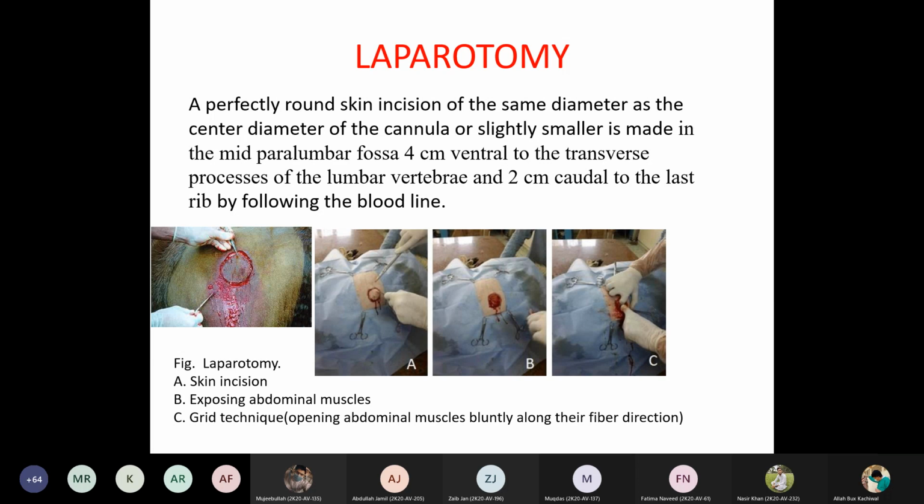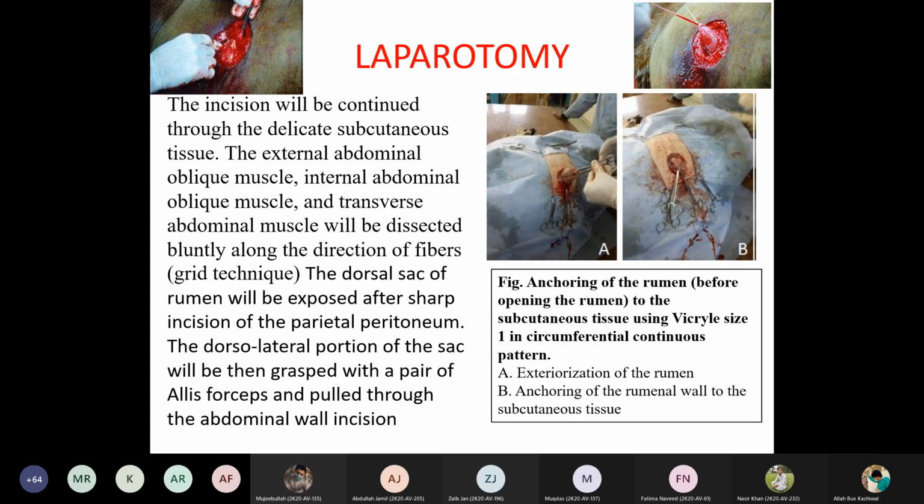If you see the laparotomy in the figure, the skin incision A, and then exposing the abdominal muscles, the technique is opening of the abdominal muscles bluntly along their fiber direction. So you see that the skin is removed, the muscles are removed, the peritoneum is opened, and the rumen is exteriorized. The area is draped, the antiseptics are applied, the hairs are clipped, and the incision is made around the marked area, so that the incision must be smaller than or similar in size to the fistula. The incision will be continued.